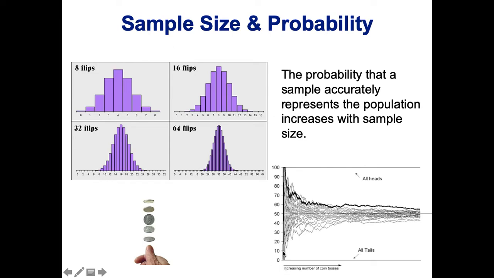So if you only flip the coin a couple of times, it's possible to get anything, all heads or all tails. But as you start tossing the coin 40 times, 50 times, 100 times, 1,000 times, then you're going to converge on 50. And it's going to be very improbable that you get anything that's very different than 50% heads and 50% tails, assuming you have a fair coin. And so that's basically what this is illustrating.